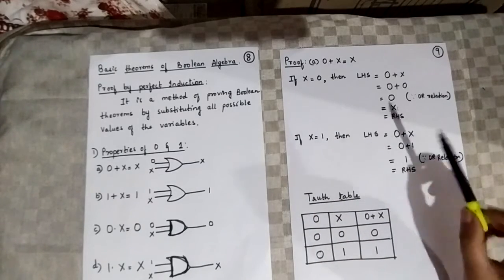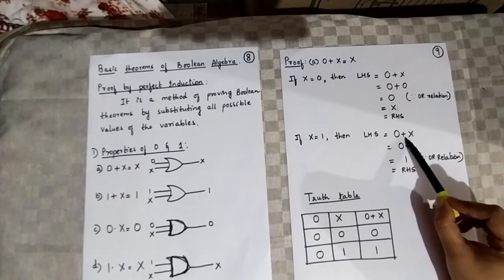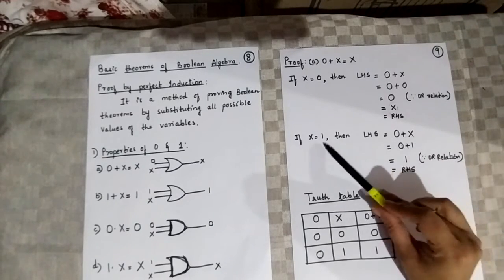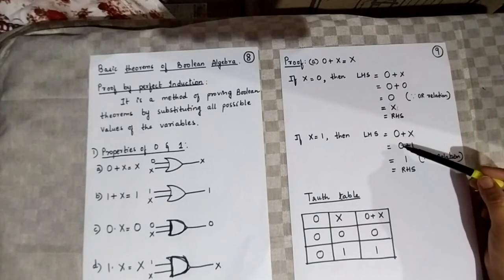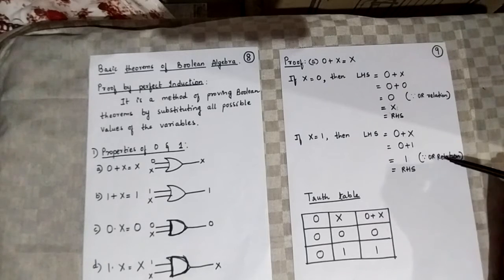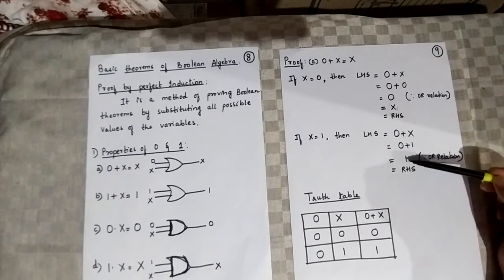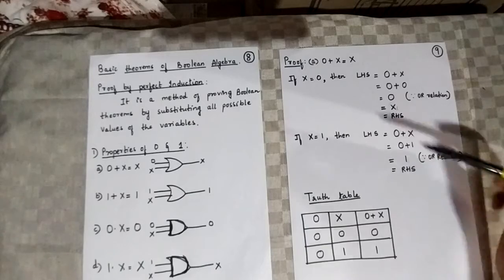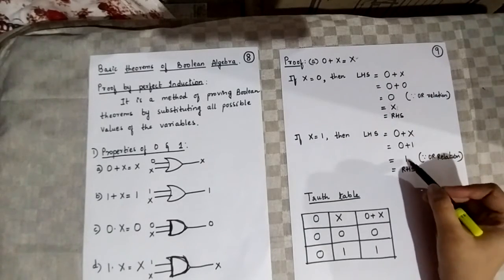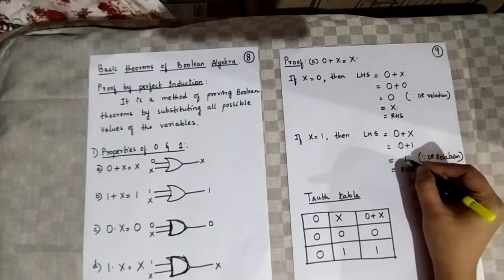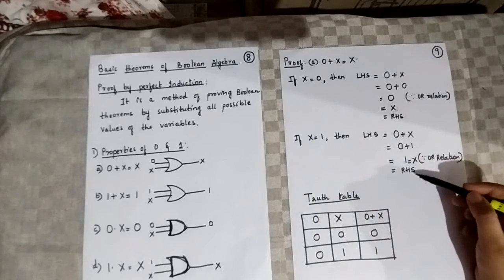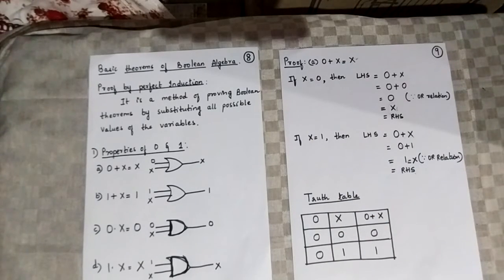Then take left hand side. So it says 0 plus x. So 0, substitute this x with 1 as we have taken here 1. So now 0 plus 1 results in 1. Why? OR relations. But what we require here? We need right hand side as x. So if I am taking here 1, can I say 1 in turn equals x? Yes. According to this, which is equal to right hand side.